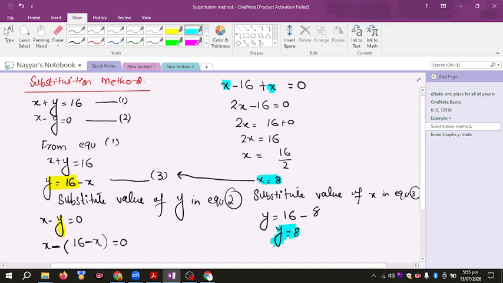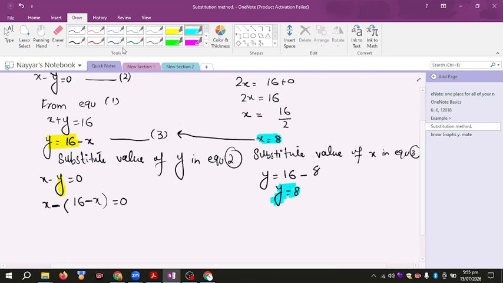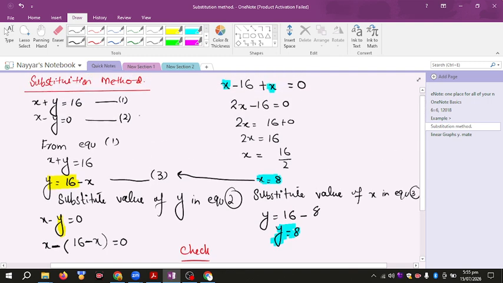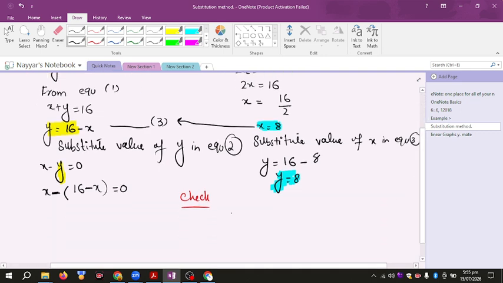This is our answer. Now if you want to check whether you solved it right or not, you can check it as well. Know how to check it? Look, now we are going to check whether we have solved it right or not. Okay, so what you will do is substitute the values of x and y in either equation 1 or 2. So I'm going to substitute in equation 1, which is x plus y is equal to 16. You can see that the value of x is 8 and the value of y is also 8. So it will become 16. So you can see that the left hand side is equal to the right hand side, so it means that our answer is correct. I hope that it's clear to you.